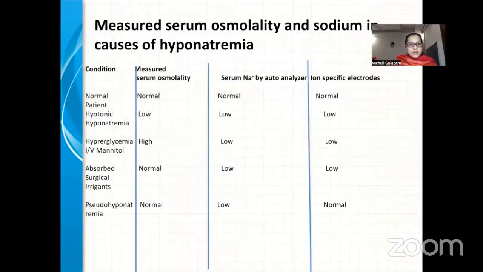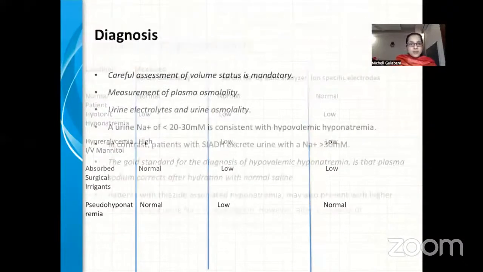So these are the four situations which we can have: a normal patient, of course, with normal osmolality and the serum analyzer showing it normal. Then the various types which are important, starting with hyperglycemia. Now in hyperglycemia or IV mannitol, we see that the serum osmolality is high and the serum sodium measured by the autoanalyzer will also be low and ion-specific electrodes will be low. However, in pseudo-hyponatremia, you'll have a normal osmolality and the ion-specific electrodes will show normal sodium values. However, the serum sodium by an autoanalyzer will be low. So it's a falsely low indicator. That's why the name pseudo-hyponatremia.